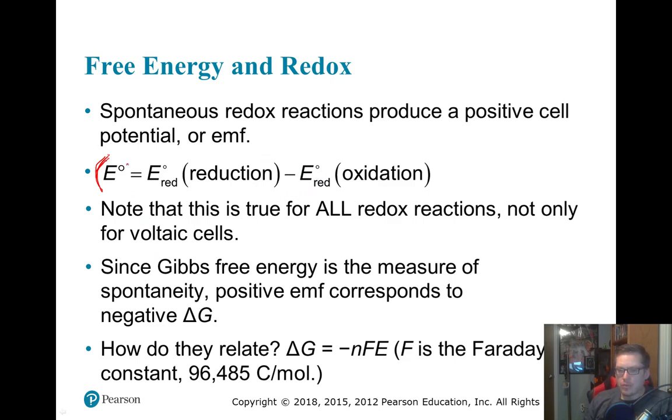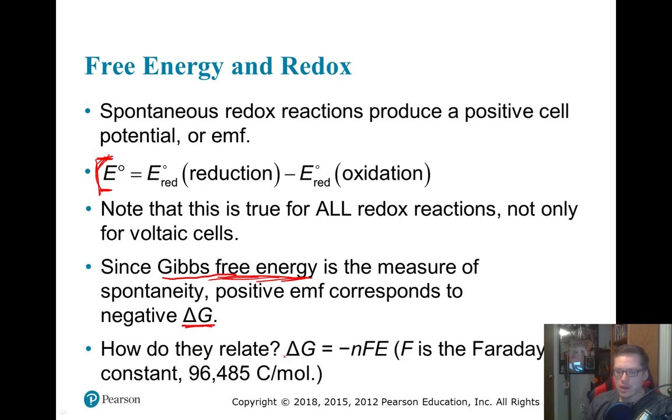Now, if we use our Ecell as defining our spontaneity, we can also use Gibbs free energy to define it. Gibbs free energy is the idea of being able to figure out whether or not a process is spontaneous. It's essentially just a way of measuring how much extra energy you have available, or whether you have any. Remember that if your delta G is negative, then you have a spontaneous process. So if you have a positive EMF, that's spontaneous, and if you have a negative Gibbs free energy, that is also spontaneous. So how do they relate to one another?